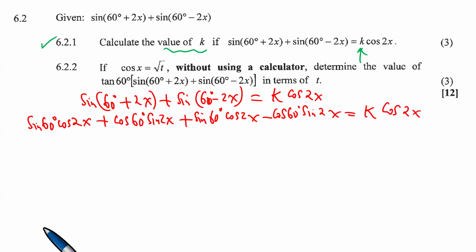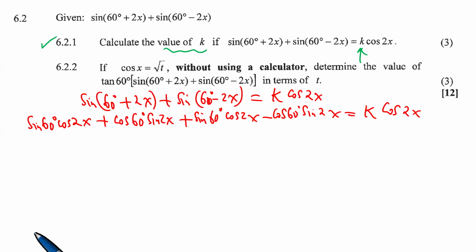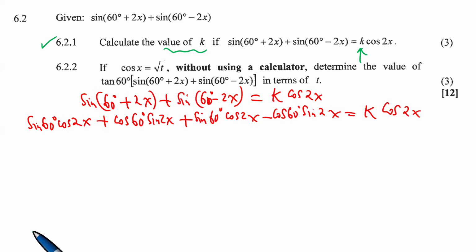Okay, what do we do next, Noel? What do you suggest we do? Sine 60 is the square root of 3 over 2. Okay, good. But before that, this guy and this guy cancel out. Cosine 60 sine 2x and cosine 60 sine 2x cancel out. And we have the sine of this and that are like terms.